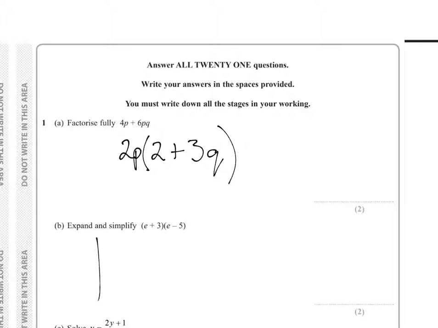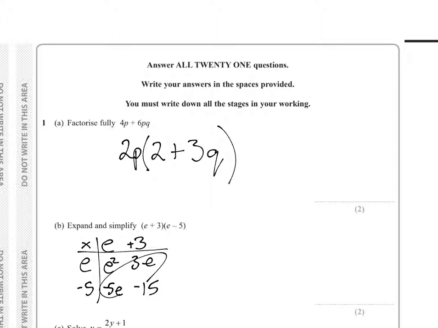Okay, expand and simplify. So my preference is the grid, but you can do the inner and the outer. e plus 3, e minus 5. e times e is e squared, e times minus 5 is minus 5e, 3 times e is 3e, and 3 times minus 5 is minus 15. So altogether, between these two, we've got minus 2e, so we've got e squared minus 2e minus 15.